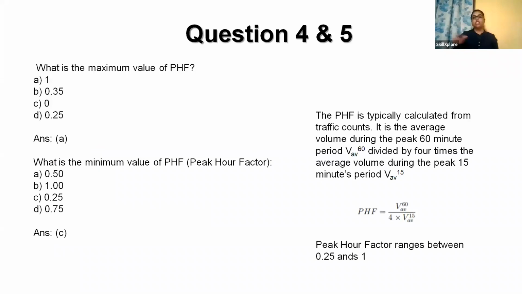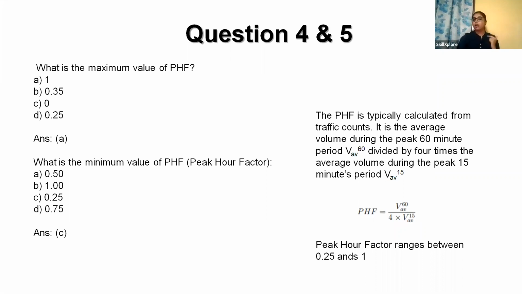Next question. I've already mentioned, peak hour flow is a frequently asked area. So what is the maximum value of peak hour flow? And what is the minimum value of peak hour flow? Both these are asked. Maximum value of peak hour flow, options are A 1, B 0.35, C 0, and D 0.25. Again, what is the minimum value of peak hour flow? Option A 0.5, option B 1, option C 0.25, and option D 0.75. So these are the two questions.